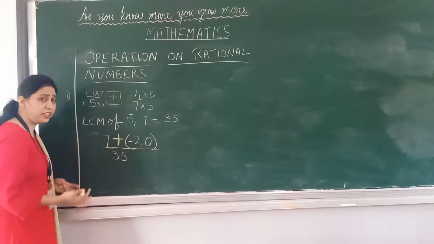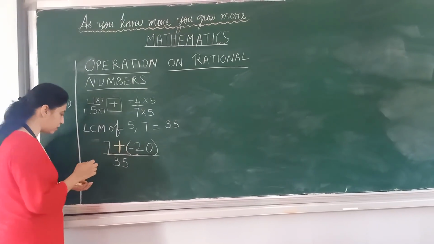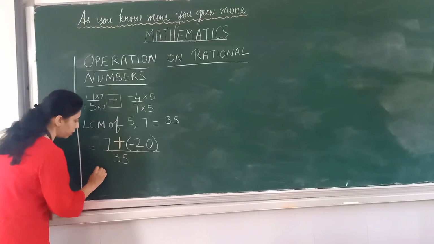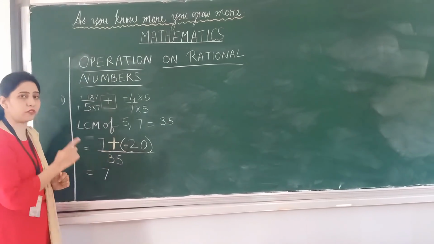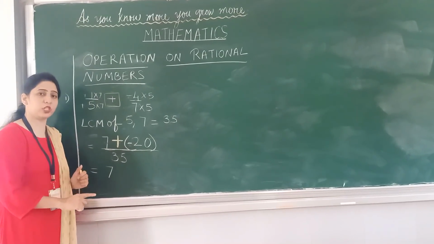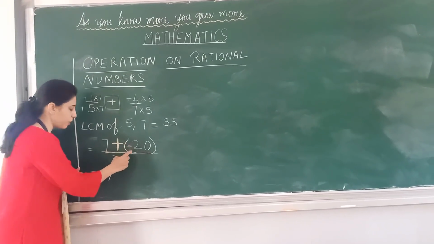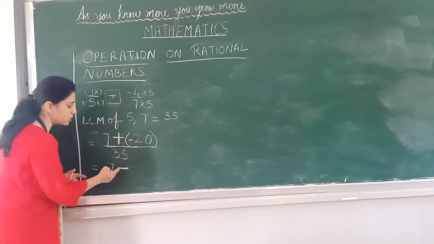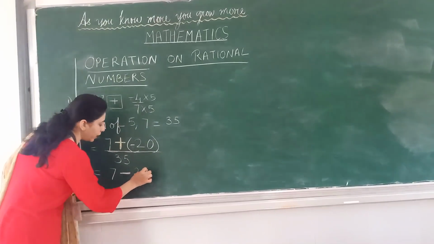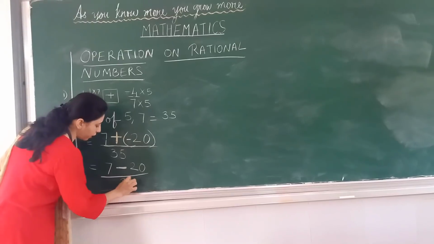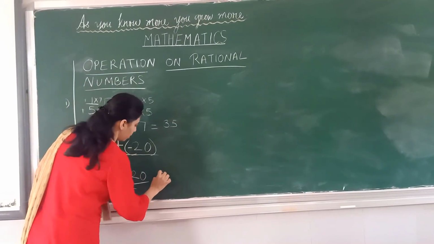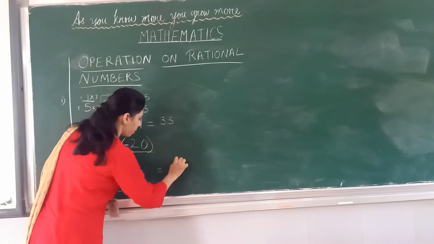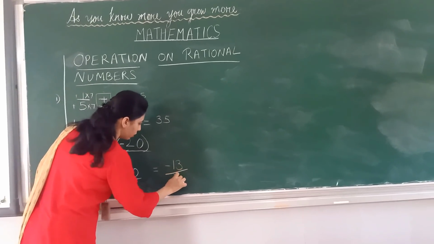Plus and minus, again integers. Just take the concept of integers. So it will be 7 plus minus. Two signs are close together. When two signs are close together, you have to change to a single sign. So plus minus becomes minus. Now your main sign has become minus here. 20 upon 35. So 7 minus 20 is equal to minus 13 upon 35.